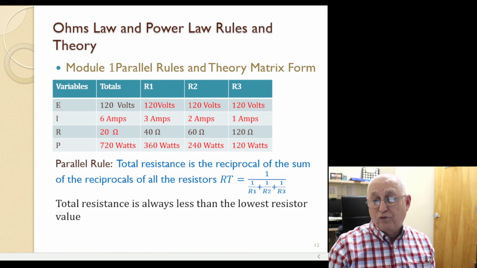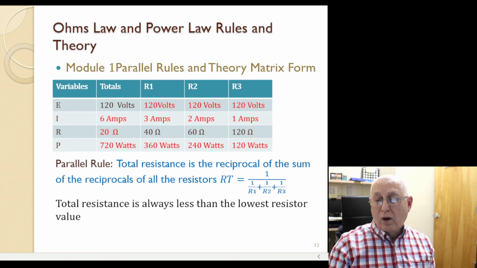Resistance, looking at this formula, is the reciprocal of the sum of the reciprocals of all the resistors. This is 1 over R1 plus 1 over R2 plus 1 over R3. Later on you'll learn how to calculate this. Total resistance must always be less than the lowest resistor. Here the lowest resistor is 40 and I have 20, which is less than that. If you're calculating and you get a resistance value that's higher than the lowest resistance, then you know that you made a mathematical mistake and you need to recalculate.